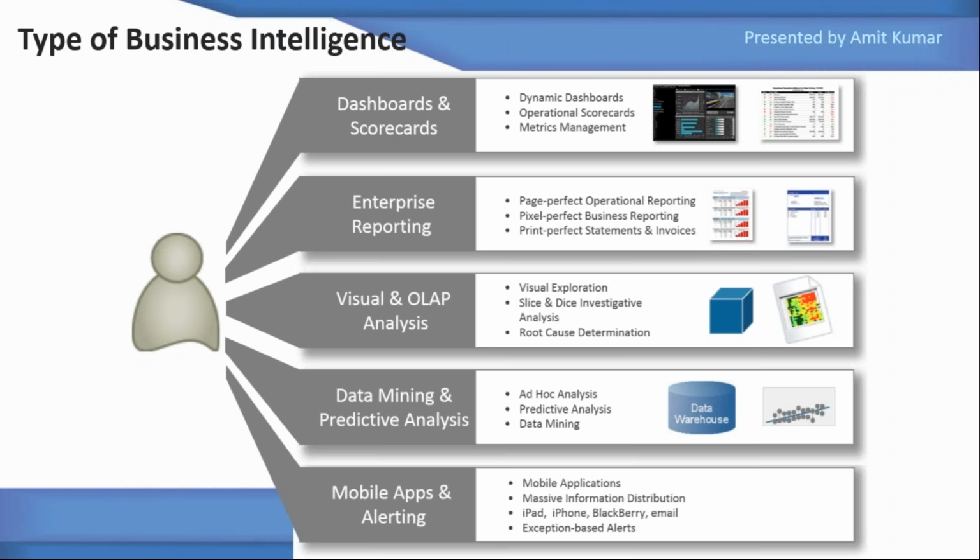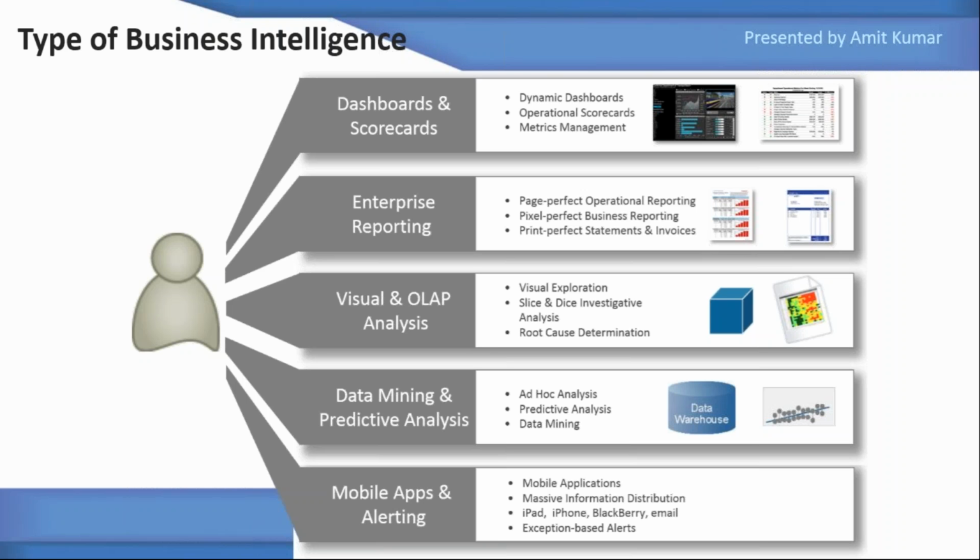And the last is mobile applications and alerts. A dashboard can be a mobile app. Your BI can be a mobile app, or it can be alerts, like threshold alerts you get from SMS or from mails. So this can be called business intelligence as well. Clear? What about dashboards, scorecards and enterprise reports?